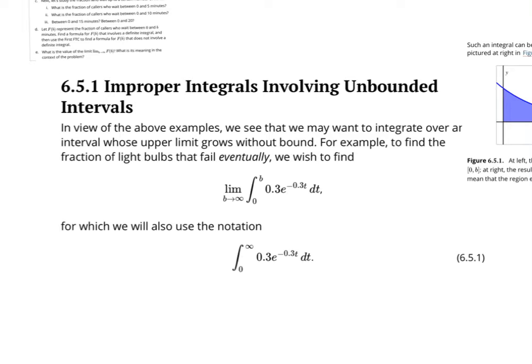So if you look at the text, before the preview activity, there's an example about light bulbs. And what it says is, if I want to find the fraction of light bulbs that fail eventually, we're taking the limit as b goes to infinity of the integral from 0 to b of this function. The other way to write this that you'll see is integral from 0 to infinity of a function.